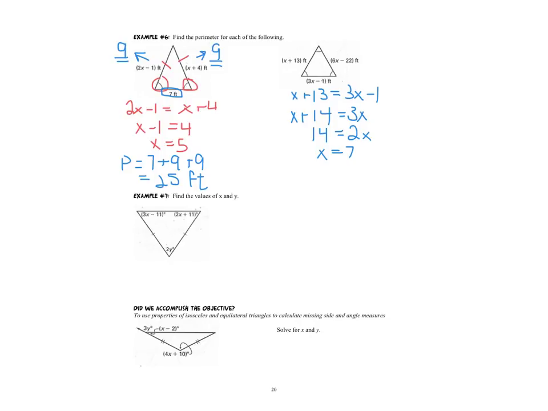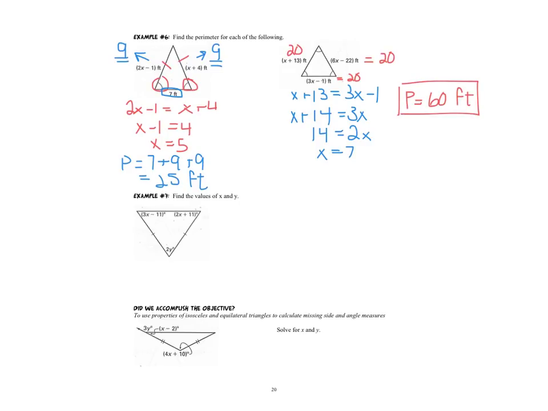So if I plug in 7, I'll get 20 here, 7 plus 13. If I plug in 7 on the bottom, I get 3 times 7, which is 21, minus 1. This is 20. And then over here, if I plug in 7, 6 times 7 is 42, minus 22 is 20. Again, the fact that the three sides are equal should be no surprise because it is an equilateral triangle. And so the perimeter is 60 feet.